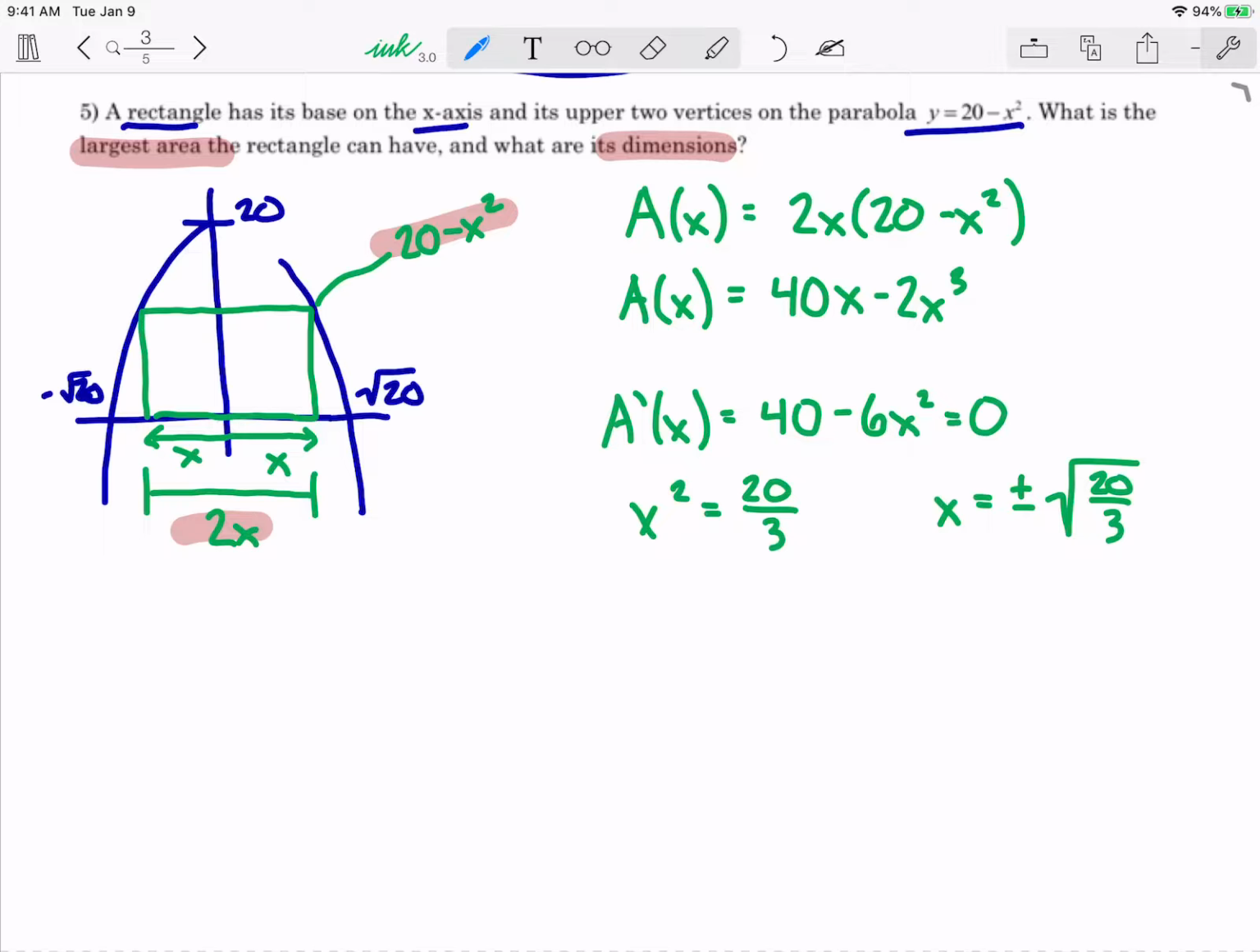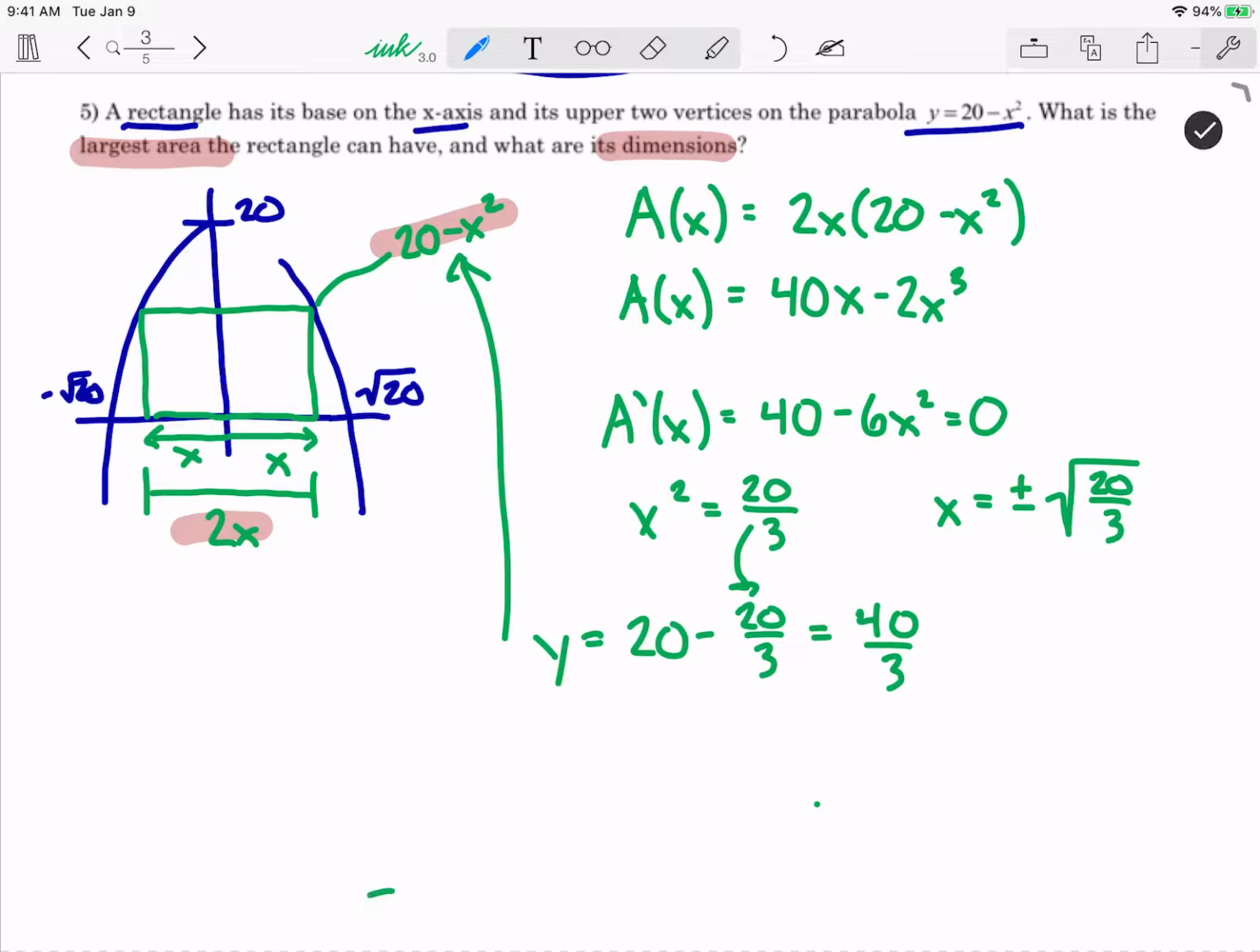Now, going back to the substitution we made, y equals 20 minus x squared with the equation of that parabola, we get y equals 20 minus 20 thirds. Right? So here's the x squared. I'm just plugging this right into here. So 60 thirds minus 20 thirds is 40 thirds. So we answer the question of dimensions. What are the dimensions of my rectangle? It is root 20 thirds by 40 thirds.